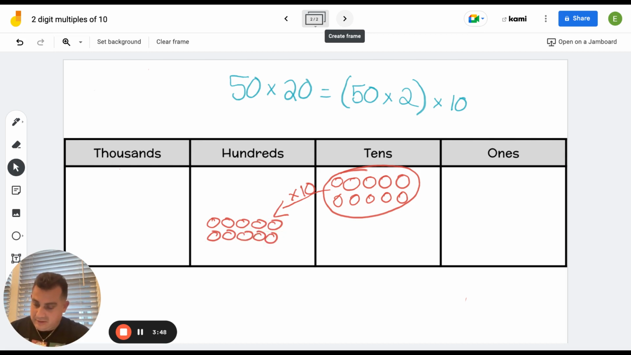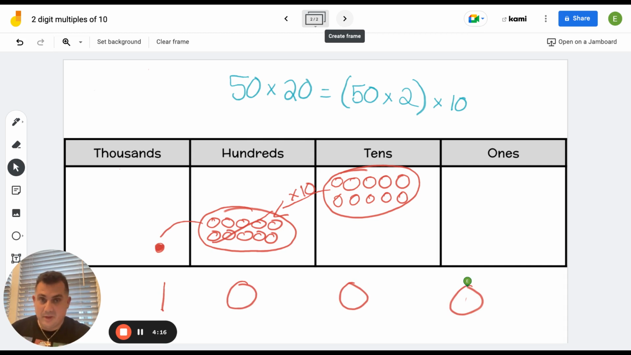Can I leave these 10 hundreds in the hundreds column? Hopefully by now you realize that you can't, because once you have 10 discs in a place value, you have to regroup. So I'm going to take my 10 hundreds and regroup them for 1,000. I'm left with 1 in the thousands and nothing in any other place value. So 50 times 20 gives us 1,000. I'm going to do another problem like this, and let's see if that helps you.